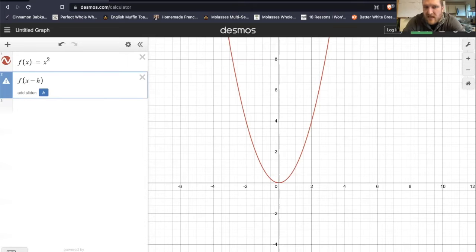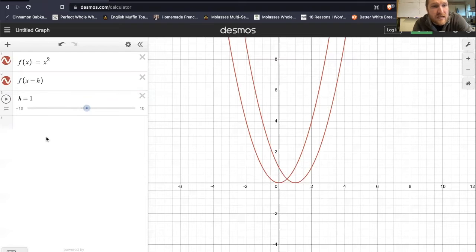And it's going to say, what's h? I don't know what h is. Would you like to decide what h is? And it's asking us to add a slider. And so what I'm going to do is say, yeah, let's add that slider. And right now, you can see that slider there. It goes from -10 all the way up to 10, and we're going to play with it in just a second.